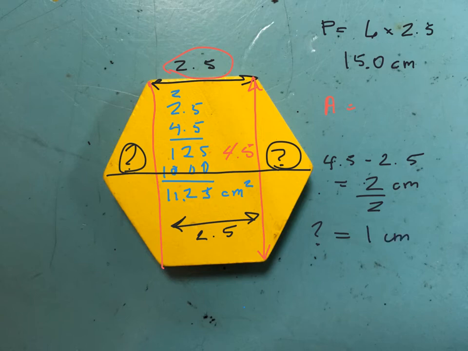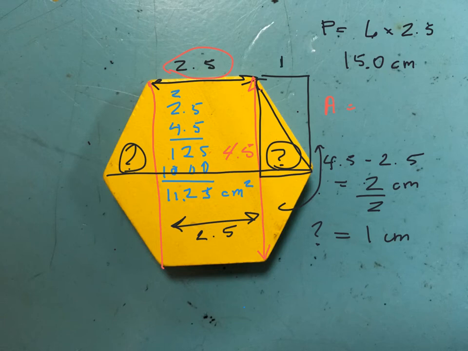So now this is really interesting, because we've got a triangle here that if we flip this one up here, we've got another triangle that makes a box. A box where we know one side is 1 centimeter. And we know the other side is going to be half of 4.5, which is 2.25.